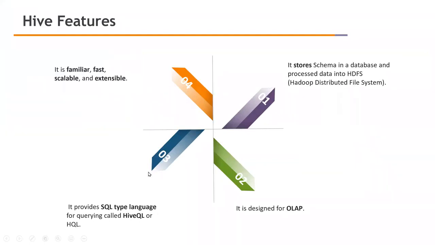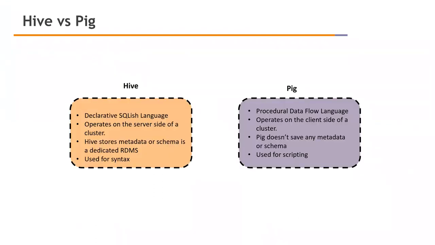The second point. Third point, it provides SQL type language. We know that. It is familiar, fast, scalable, and extensible. So you may be wondering why it is called fast. Fast just says that on a big data platform, it is actually faster. But when you compare Hive with an RDBMS or something, you can see it is considerably slower.